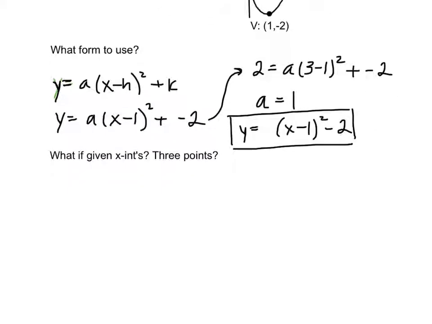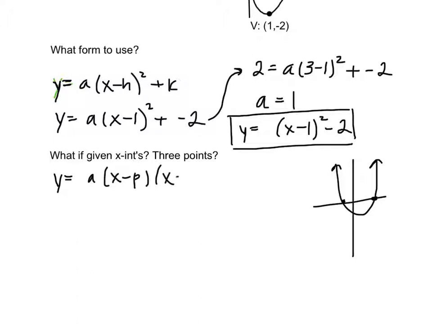Moving on, if we're just given the x-intercepts of a parabola, so say we're given this point and this point, what form should we use? We should use intercept form. So intercept form again is y equals a times (x minus p) times (x minus q), and you'll remember all of these forms from previous chapters, hopefully. And next we can plug in our points. So we have y equals a times (x plus 1) times (x minus 4).